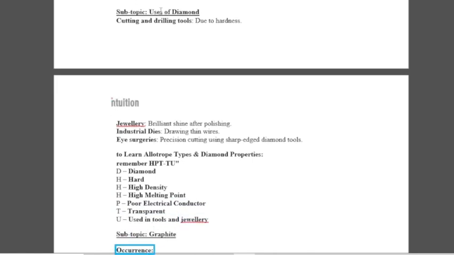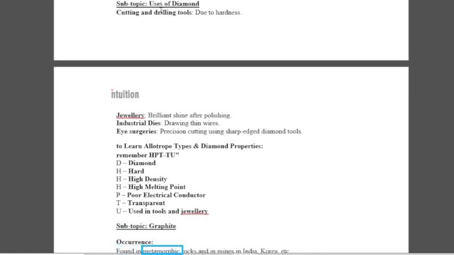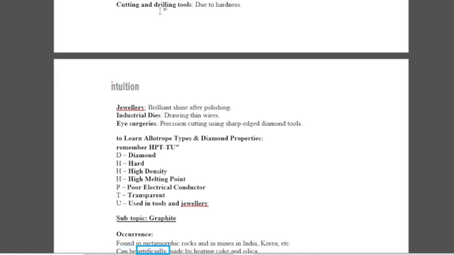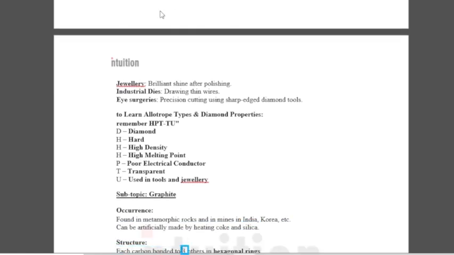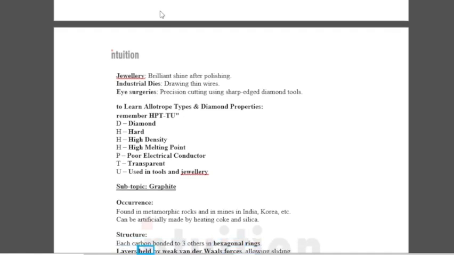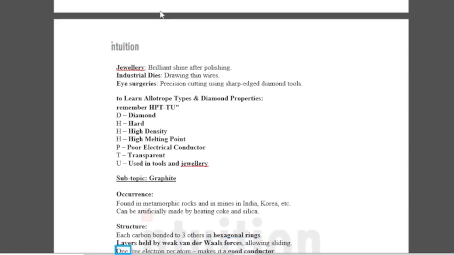Subtopic: Graphite occurrence. Found in metamorphic rocks and in mines in India, Korea, etc. It can be artificially made by heating coke and silica. Structure: each carbon is bonded to 3 others in hexagonal rings. Layers are held by weak van der Waals forces, allowing sliding. One free electron per atom makes it a good conductor.